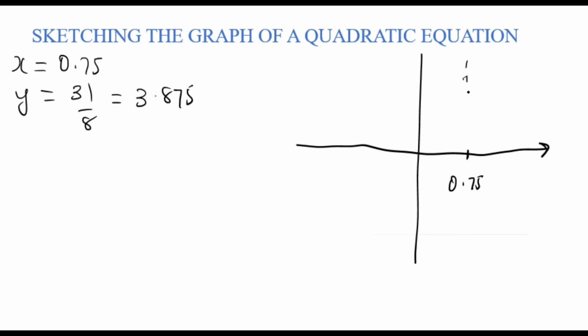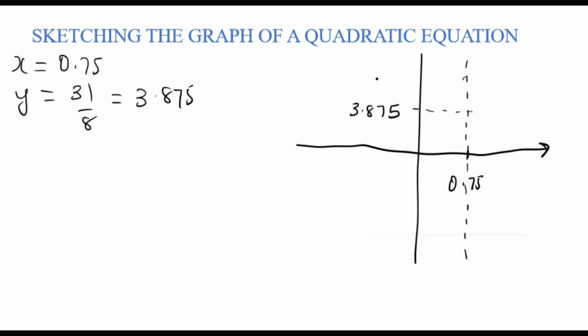So this divides our parabola into 2 equal halves. And our turning point y equals 3.875. So let's just say here is 3.875.